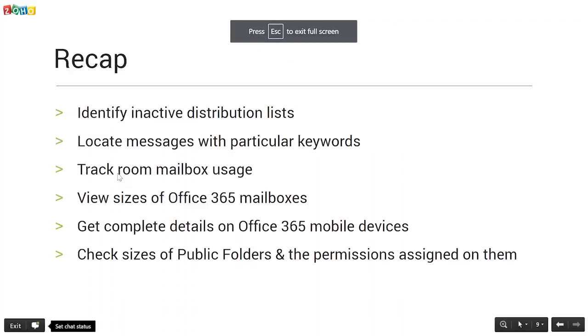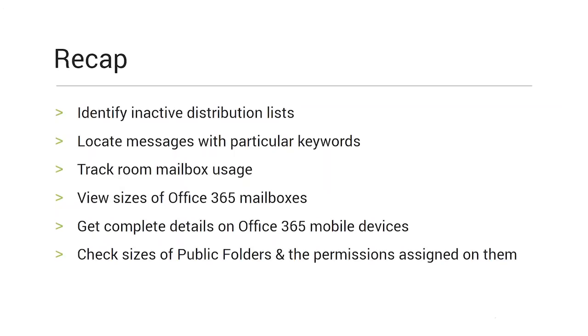That's it for today's workshop. Let's quickly review what we looked at in today's workshop. We saw how you can identify the inactive distribution lists in your organization. We saw how you can isolate or pinpoint the messages with particular keywords present in certain areas of the message, such as the subject line or the body of the message, or even based on the type of the attachment, the extension of the attachment, and so on.